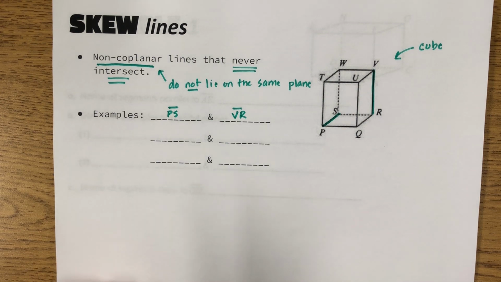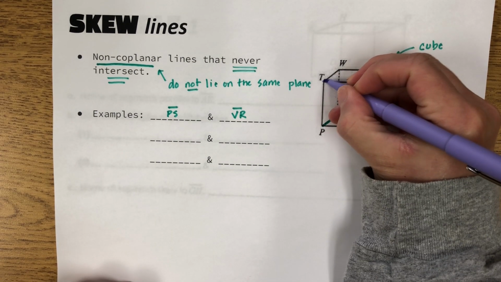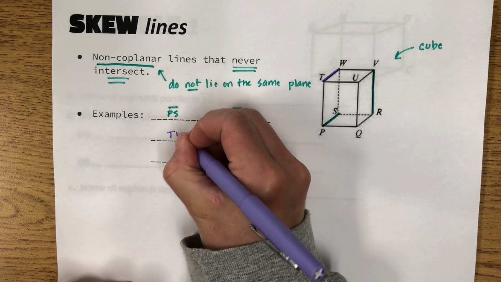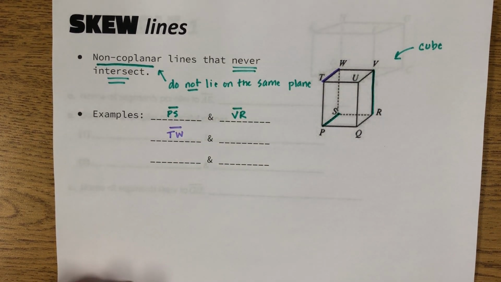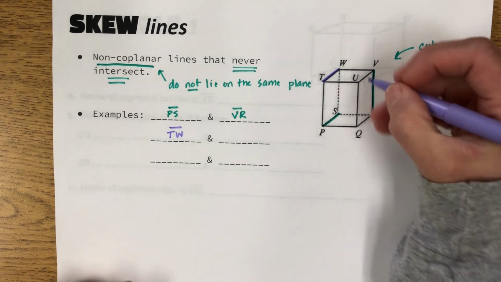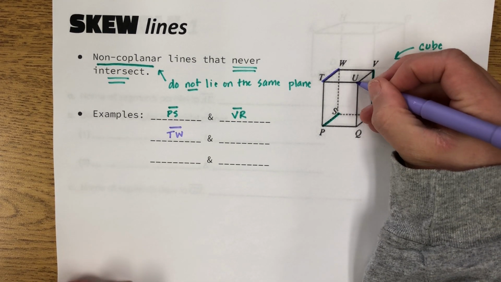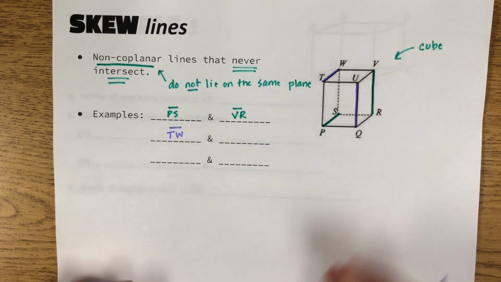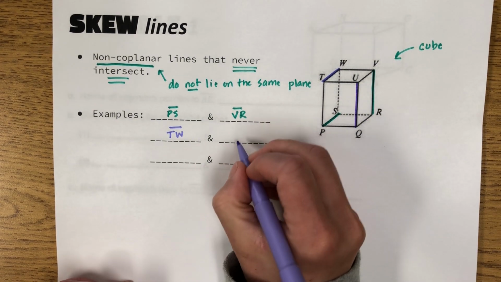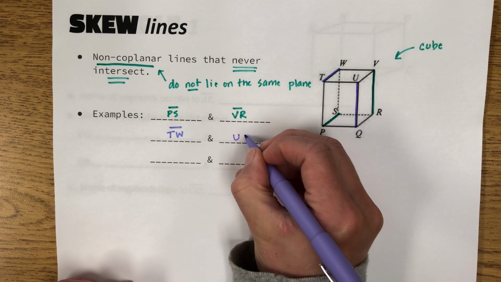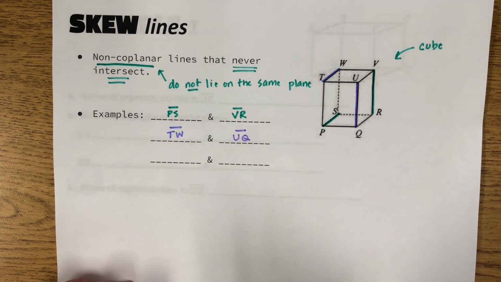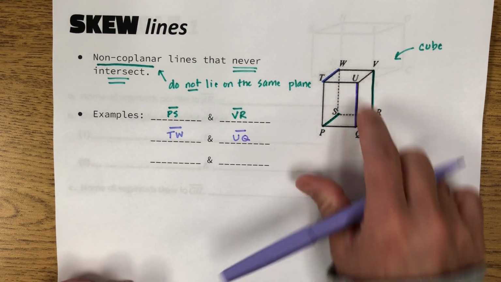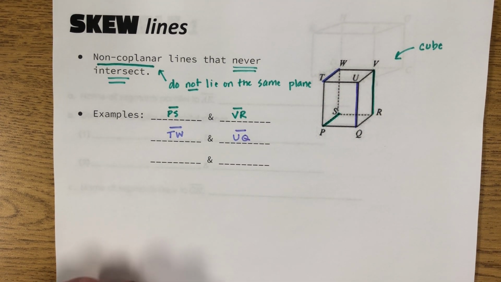Let's look at TW, and I'm going to use a different color marker, a little purple one here. Let's say TW is skew with UQ, so this one here. They do not lie on the same plane and they will never intersect. Now remember, you could have written that as WT and QU. It doesn't matter because we can write those interchangeably.